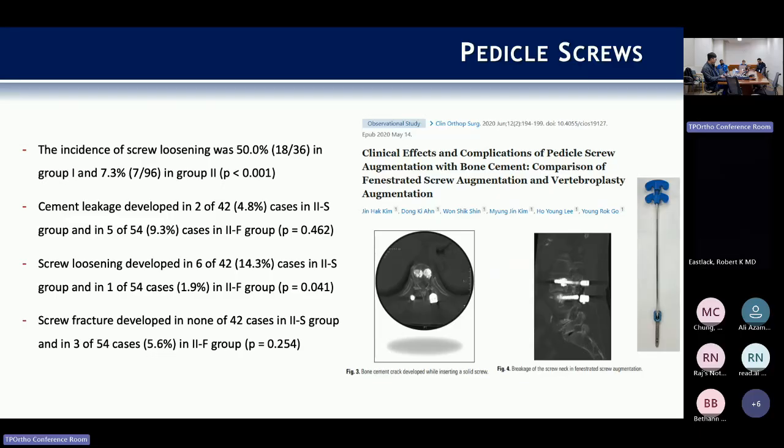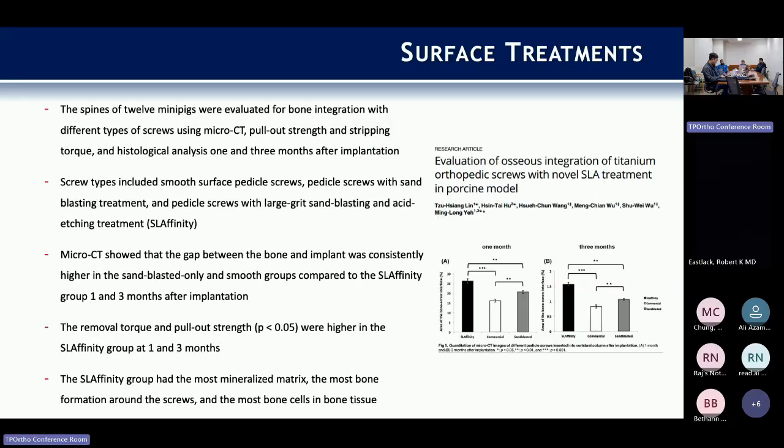While both types of augmentation, fenestrated versus solid screw augmentation, improved purchase, the risk of screw fracture in fenestrated screws has to be considered. And solid screws, if you're putting in cement and then quickly putting a solid screw down, seem more durable from the study, but it's technically much more challenging due to cement curing and being able to put that screw down quickly.